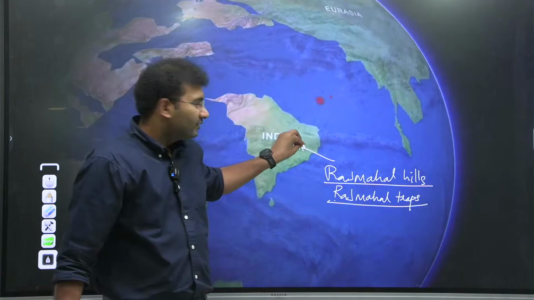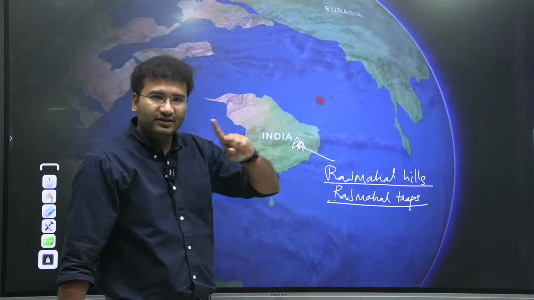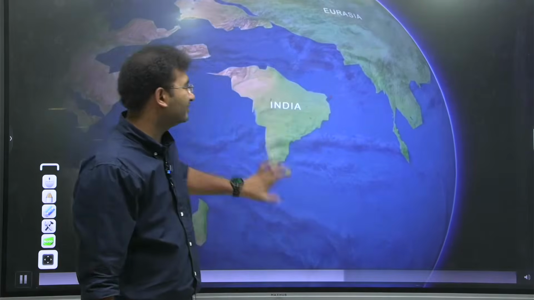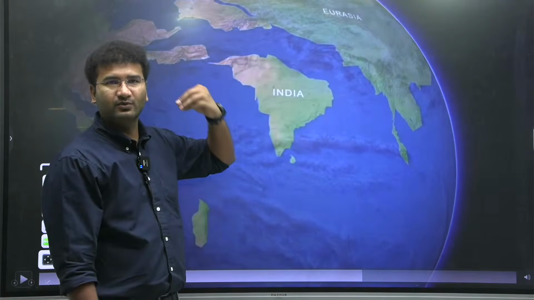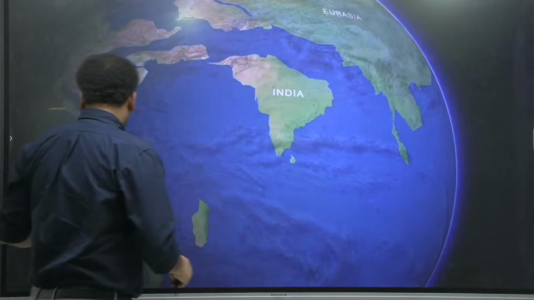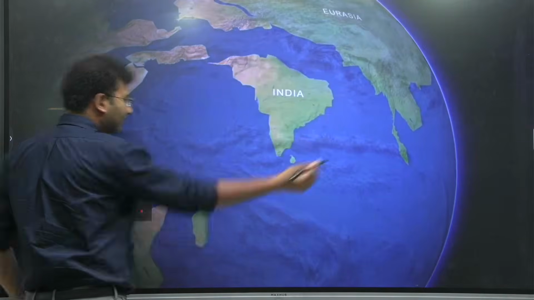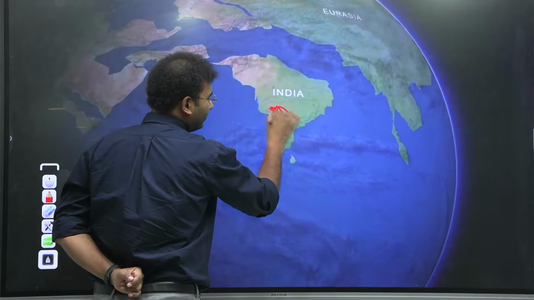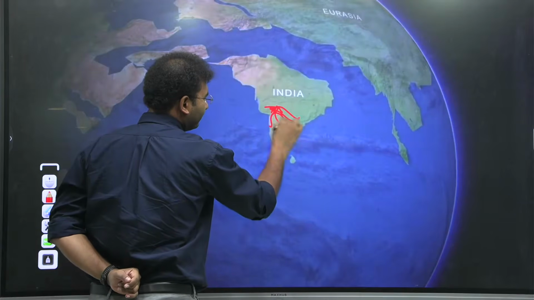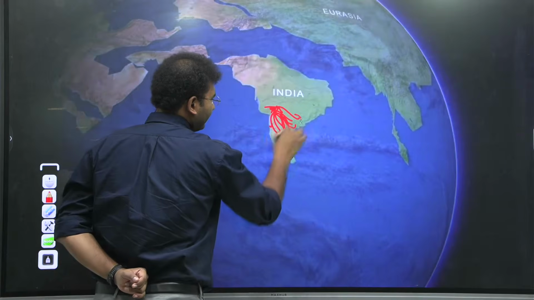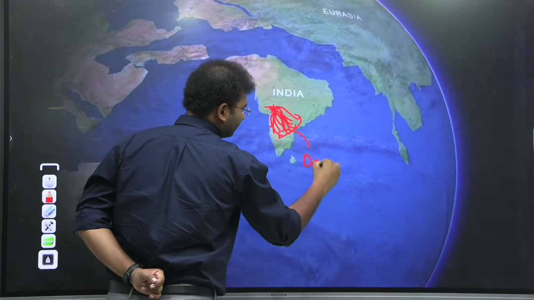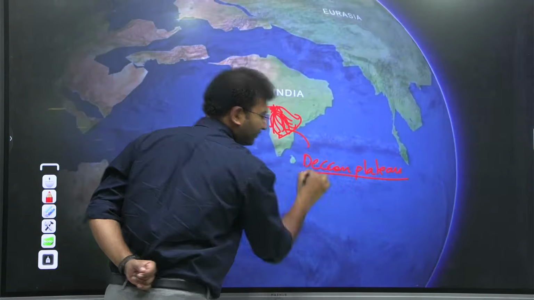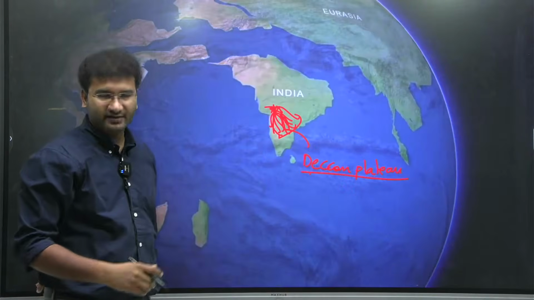Now, this is the first hotspot. Little later, when India was moving at a rate of 20 centimeters per year, again the hotspot was present. And this hotspot, at that point of time, erupted near Gujarat, and the flow of this hotspot has led to the formation of Deccan Plateau. Right? This is your Deccan Plateau. And we call this Deccan traps.